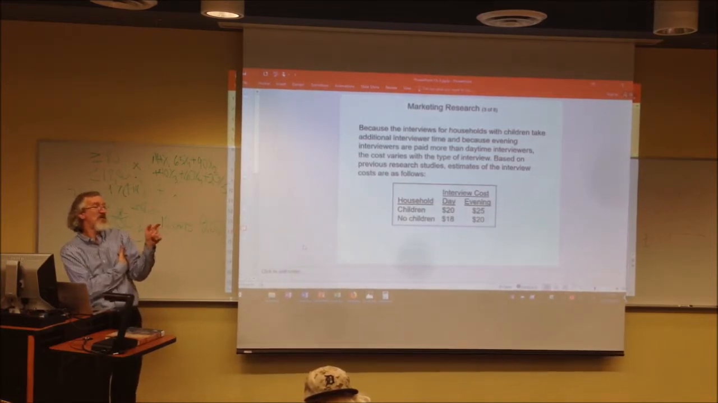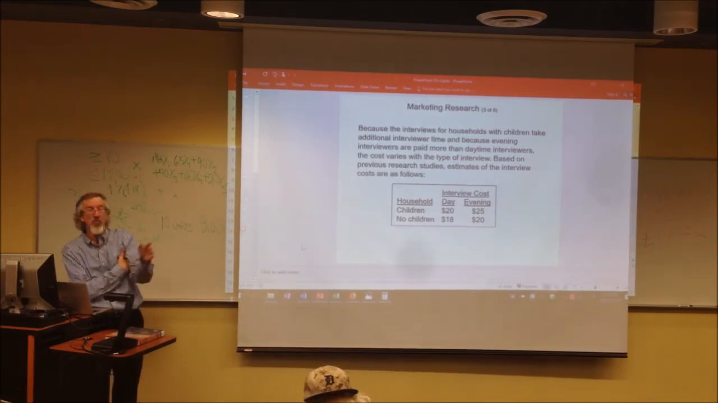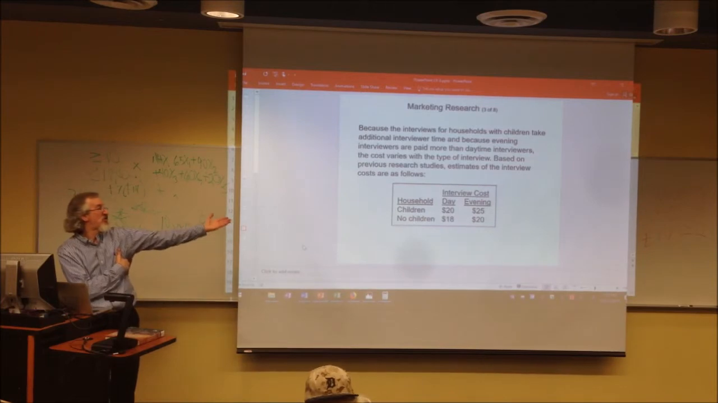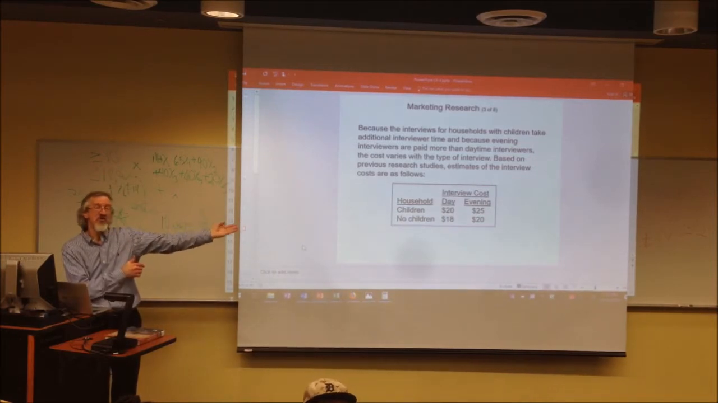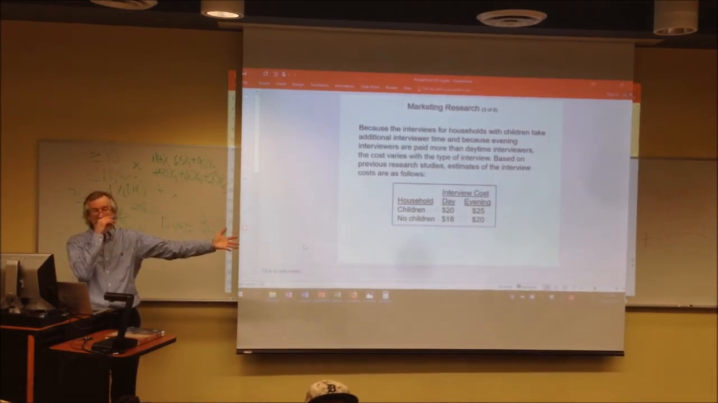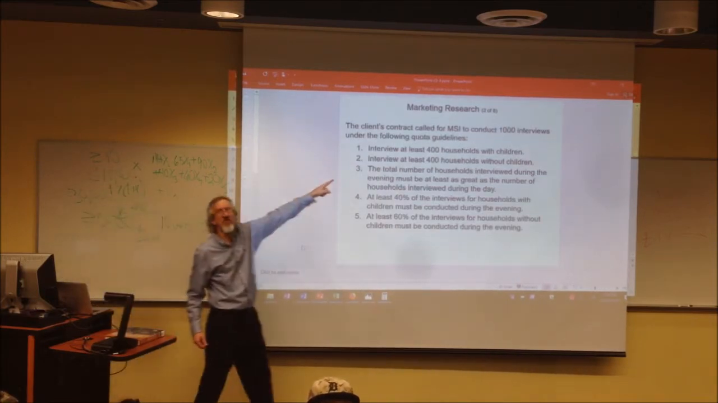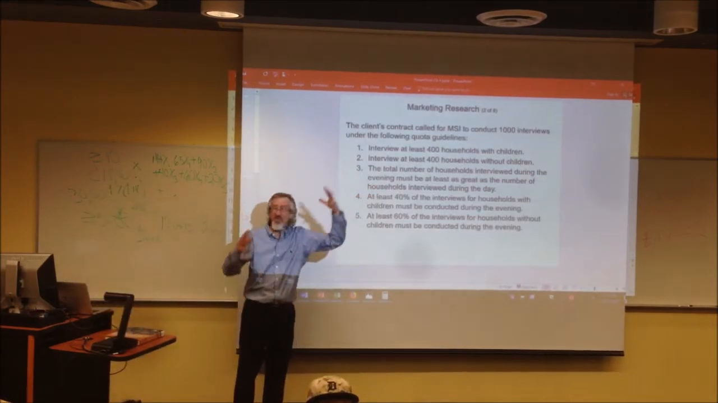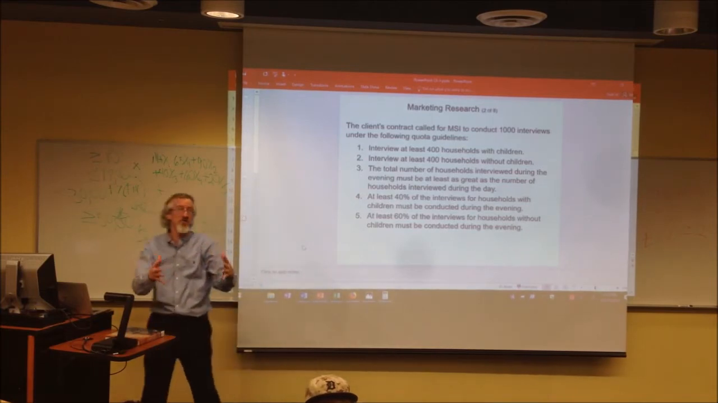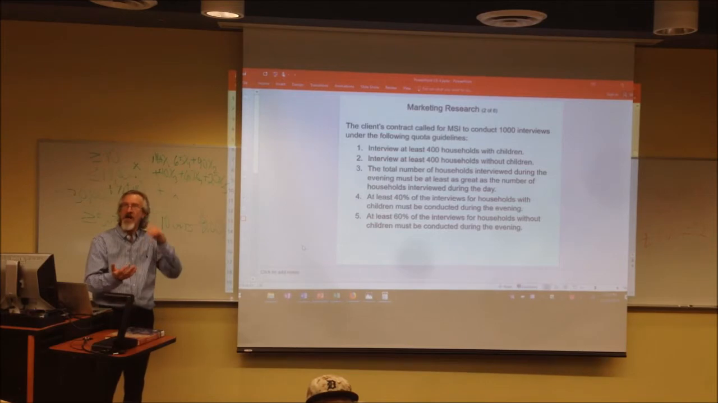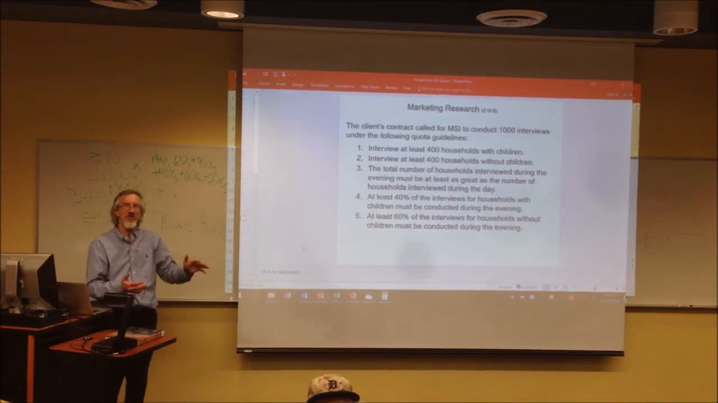X2 is the number of households in the evening with children. Maybe X3 could be daytime households with no children, and X4 would be evening households with no children. Now we have to hire people because they want at least 1,000 interviews. So we have to get 1,000 of these done as fast as possible, and we have to have all 4 of these types because they want evening, they want day, with and without children.